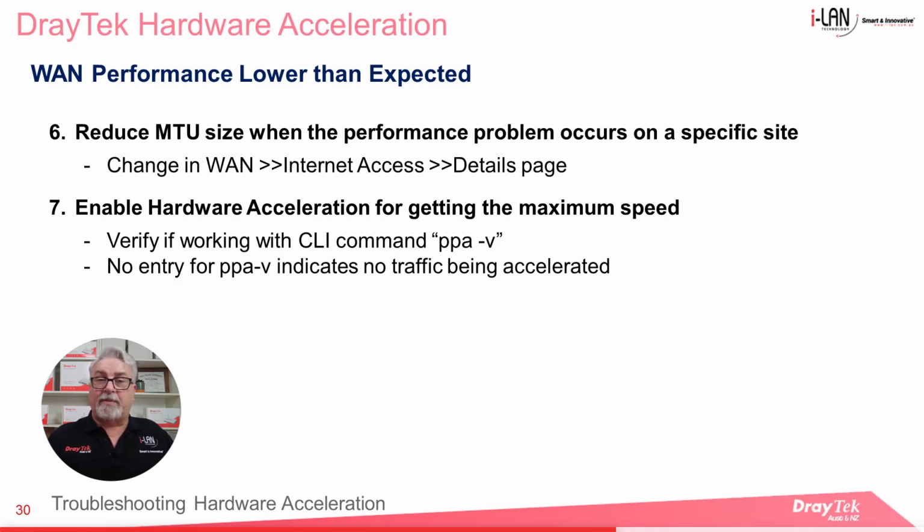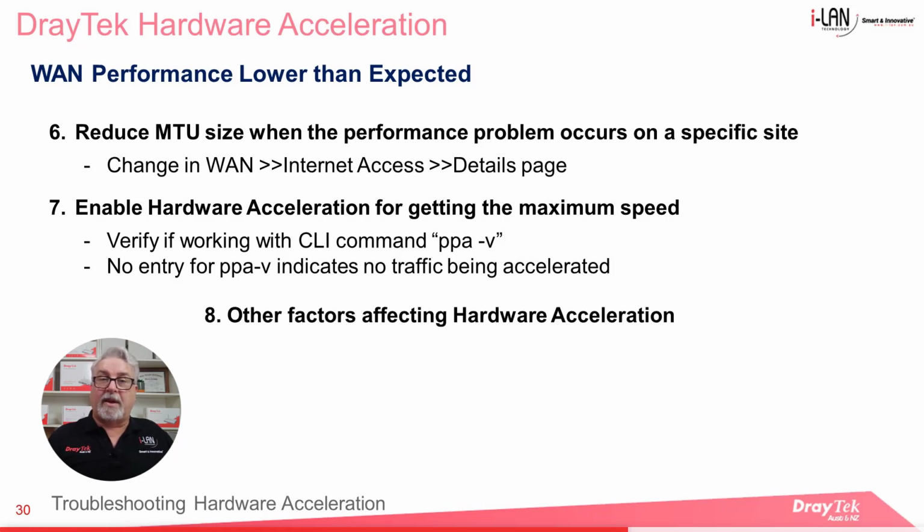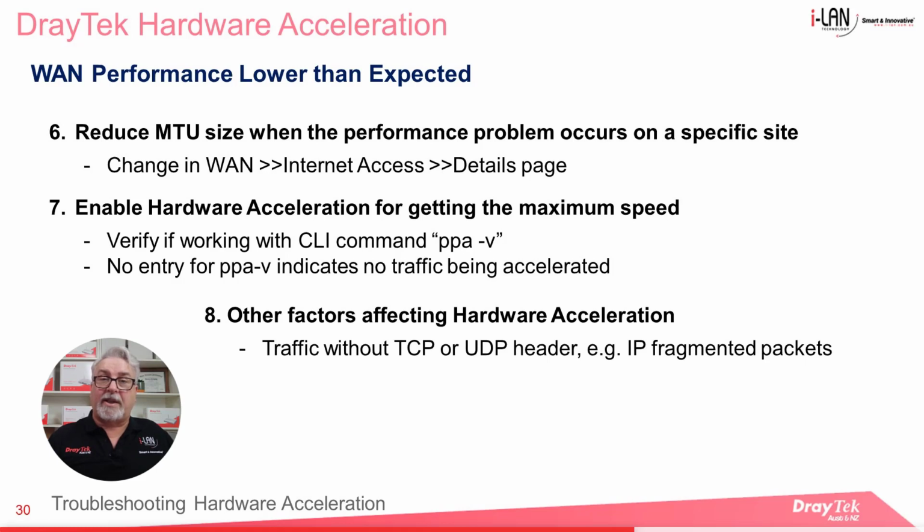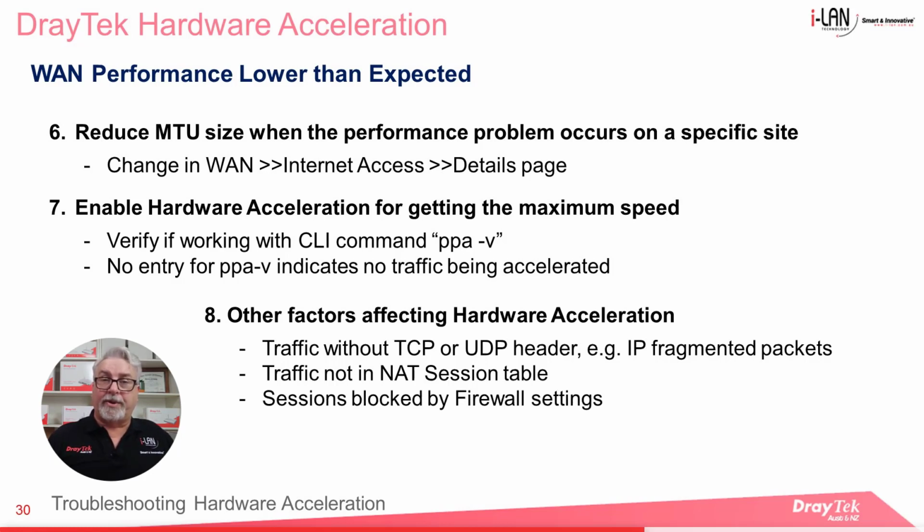To check if data traffic is being accelerated, you can telnet to the router and run the command PPA-V. This will show which traffic type has been accelerated. If you don't see an entry for this command, that indicates that no traffic is being accelerated. There are some other factors that can affect hardware acceleration. Vigor router's hardware acceleration can accelerate TCP/UDP traffic only. Traffic that doesn't have a TCP or UDP header, such as fragmented data packets, will not be accelerated. If sessions do not appear in the NAT session table, they also cannot be accelerated. Sessions blocked by firewall settings will also not be accelerated.